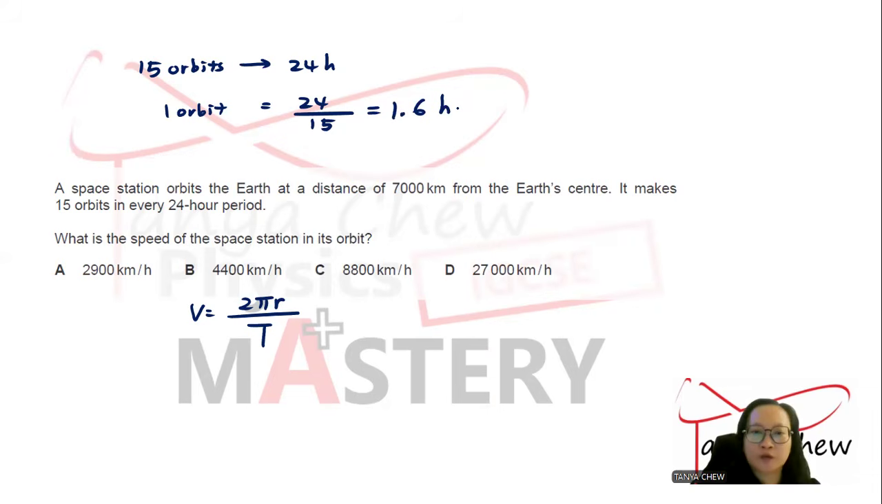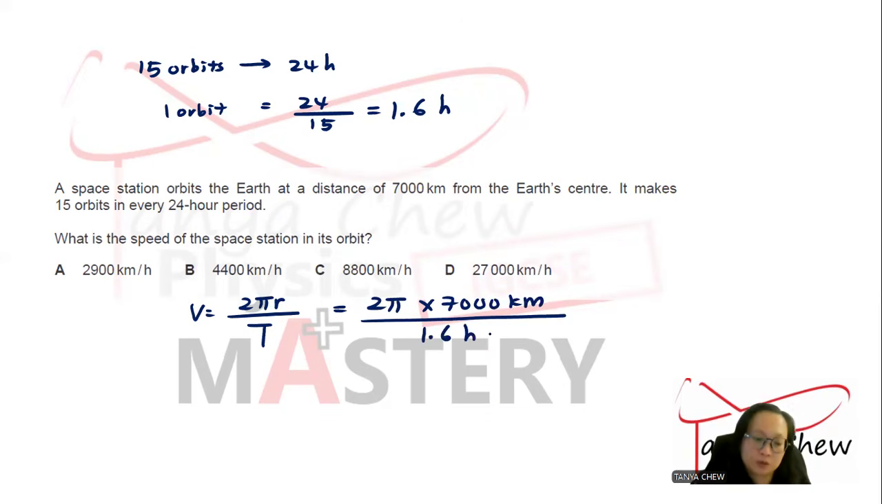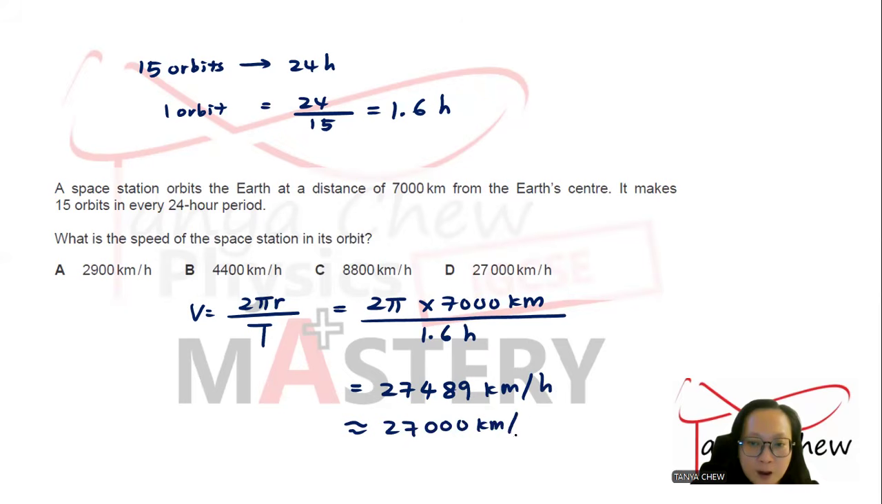I'm not going to change the kilometer to meter because look at all the units here. Remember, before you convert the units, you have to look at the unit of the choices given. So 7,000, I'm going to remain, right? So 2 pi times 7,000 kilometers divided by 1.6 hours, I get 27,489 kilometers per hour, rounded off to 27,000 kilometers per hour. D is the answer.